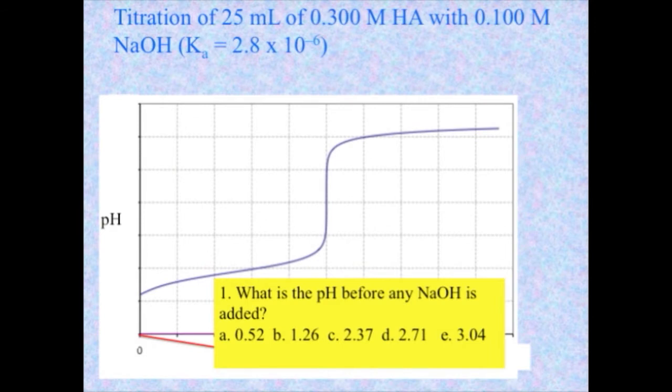Okay, let's do the first calculation. Before we add any sodium hydroxide, what is going to be the pH of 0.3 molar weak acid? So do the calculation, put your playback on pause, and come back and check.